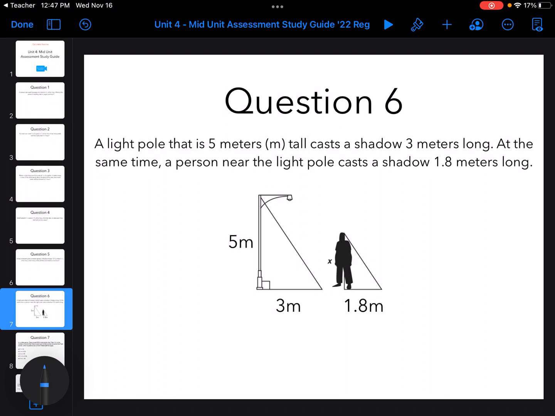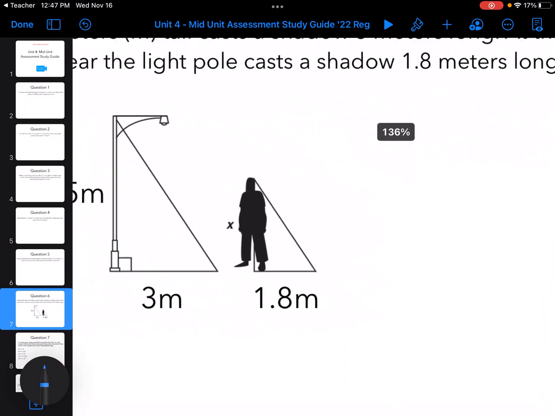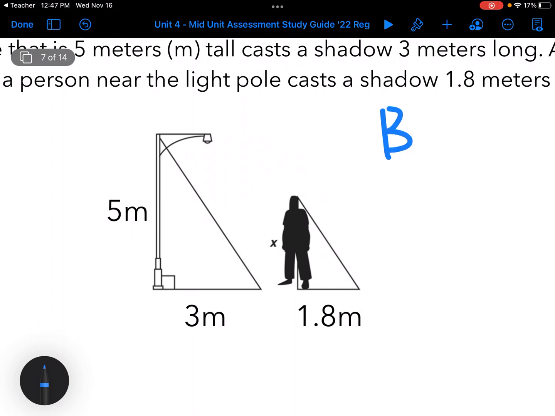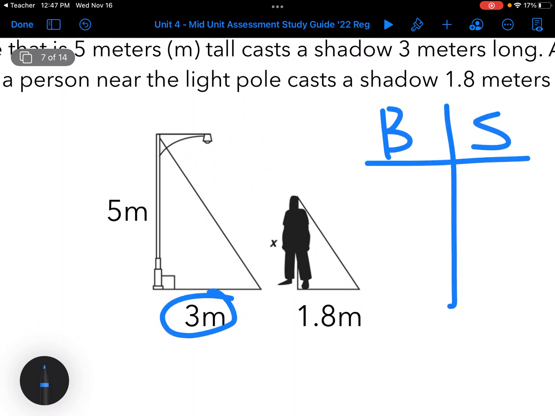A light bulb measures 5 meters tall, casts a shadow that's 3 meters long. At the same time, a person standing near the light pole casts a shadow that's 1.8 meters long. So this is from Unit 1. So I've got my big and my small. So I know that my big is 3, my small is 1.8, and I know that the 5 is on the big.